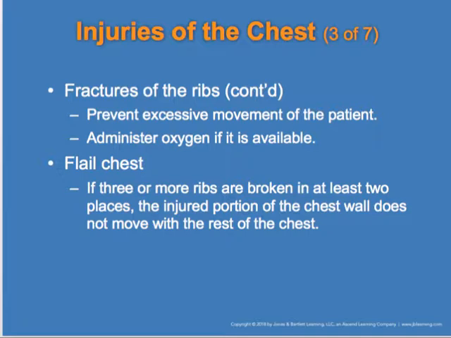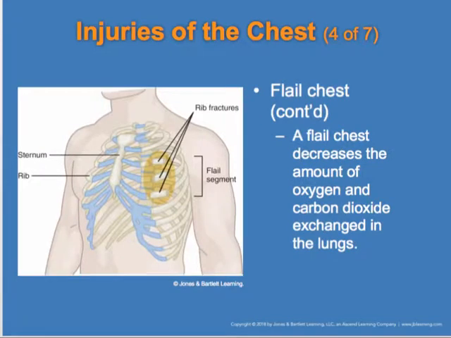Flail chest. If 3 or more ribs are broken in at least 2 places, the injured portion of the chest wall does not move with the rest of the chest. That's an indication of a pretty significant chest injury. A flail chest decreases the amount of oxygen and carbon dioxide exchanged in the lungs, which is the reason why it's important to find out when this happens and treat it really quickly.